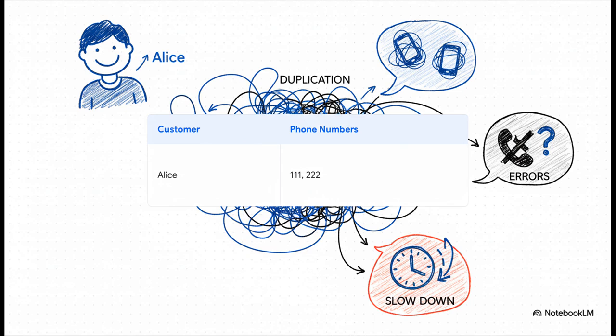All right, let's look at a classic example. See this? We've got a customer, Alice, and her two phone numbers are just crammed into a single cell. When you jumble data together like this, it's like a domino effect of problems. First, you get duplication. Then, it's super easy to make mistakes when you try to update anything. And of course, it slows the whole system down to a crawl.